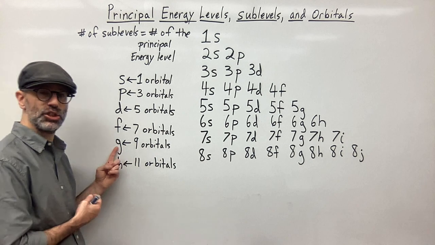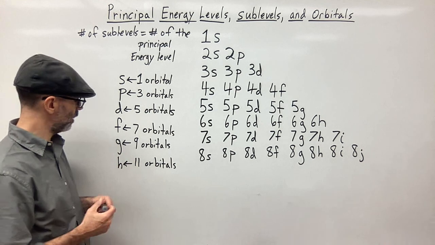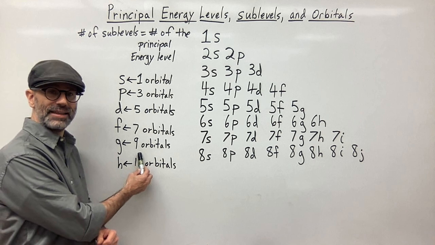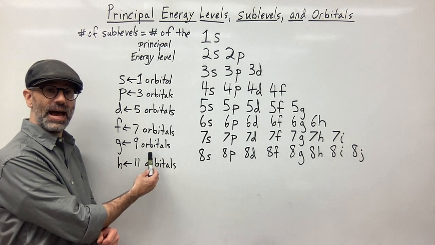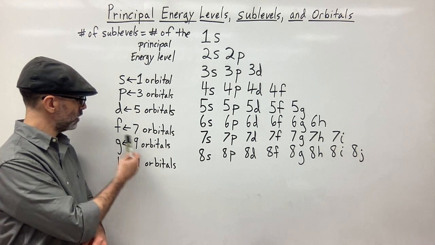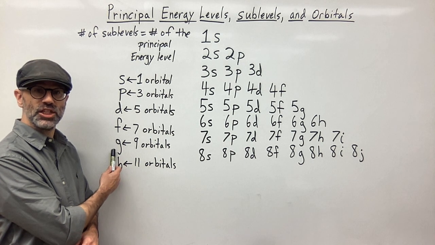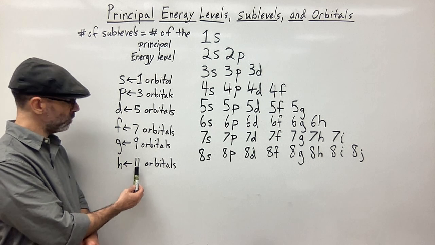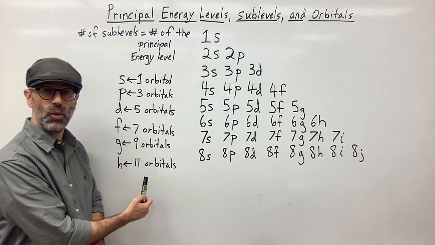And then if we go to g, we could calculate and predict what the maximum number of electrons would be for the g sublevel. Since we predict that there are 9 orbitals in the g sublevel, then that means each orbital is going to hold 2. So 9 times 2 gives us 18. So the maximum number of electrons in the g sublevel would be 18. For the h sublevel, it would be 11 times 2, which is 22, and so on.